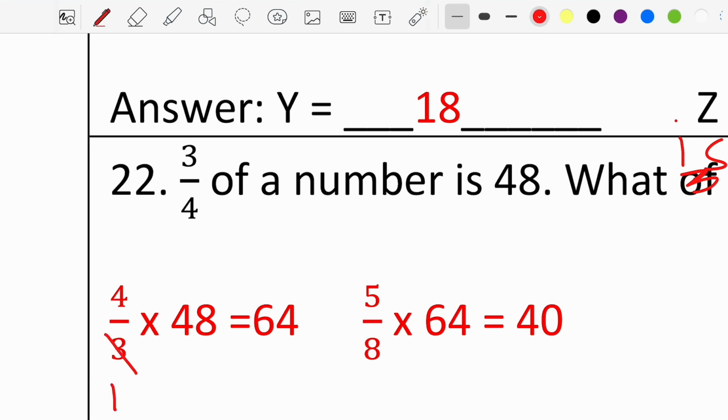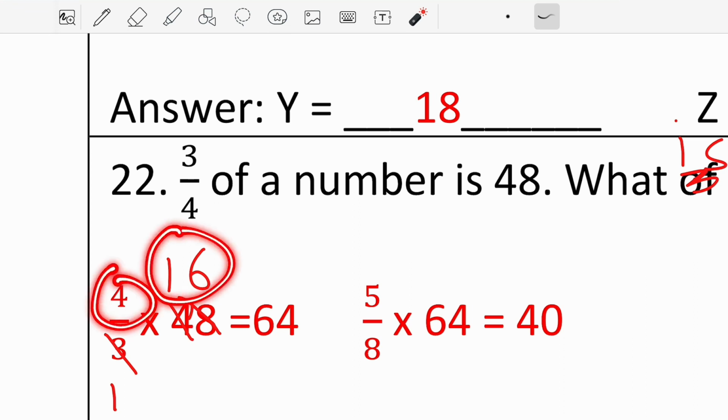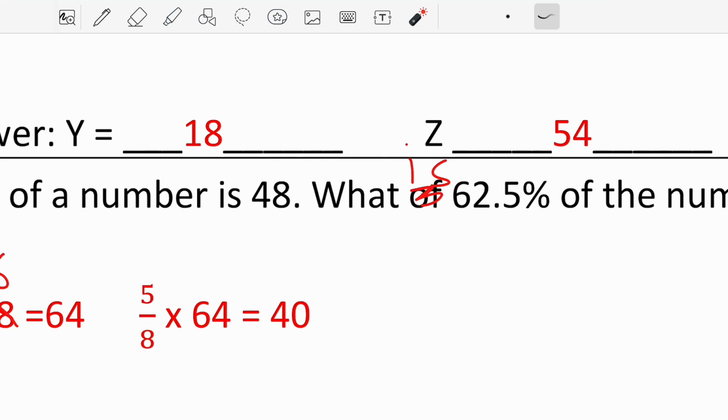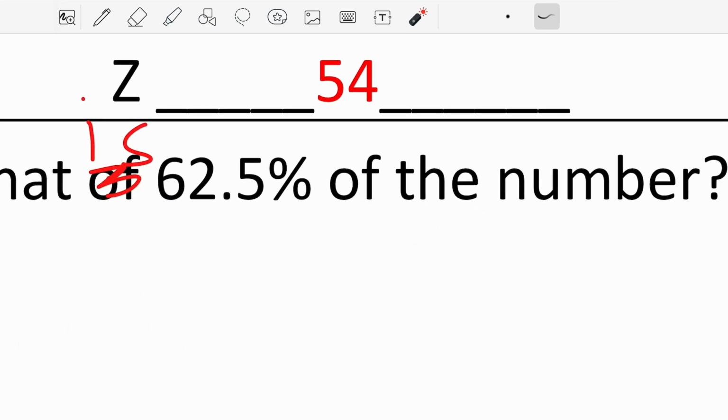3 into 3, 1. 3 into 4 is 1, remainder 1. 3 into 18 is 6. Or we could have said 3 into 3, 1. 3 into 48, 16, if we know that. And then we multiply 4 times 16, we'll get 64. So the number, the total is 64. And now we have to find 62.5% of that number. So hopefully you all would have learned what 62.5% is as a fraction, right? If not, we can work it out, right? But that is 5/8.